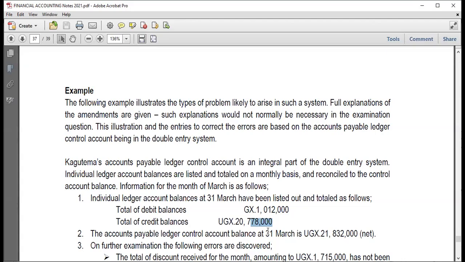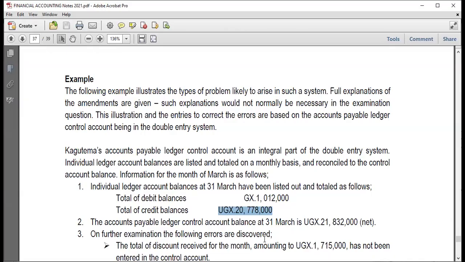So they are telling us that the accounts payable ledger control account as at 31st March is at 21,832 net. As you can see, this is what we have in the control account, and this is what we have as our total creditors. So ideally, there is already a difference between the two. And so they are telling us that on future examination, the following errors were discovered.